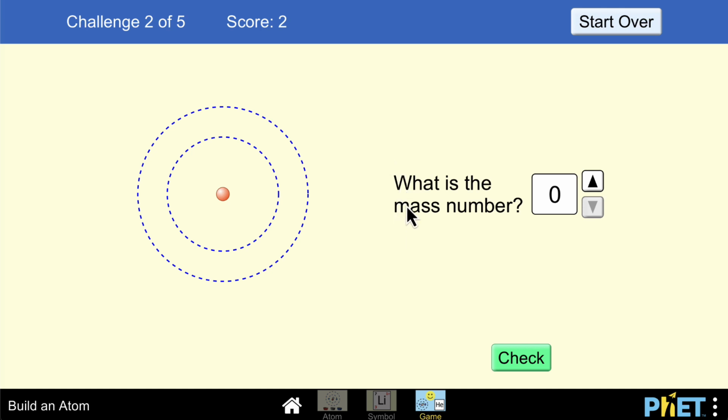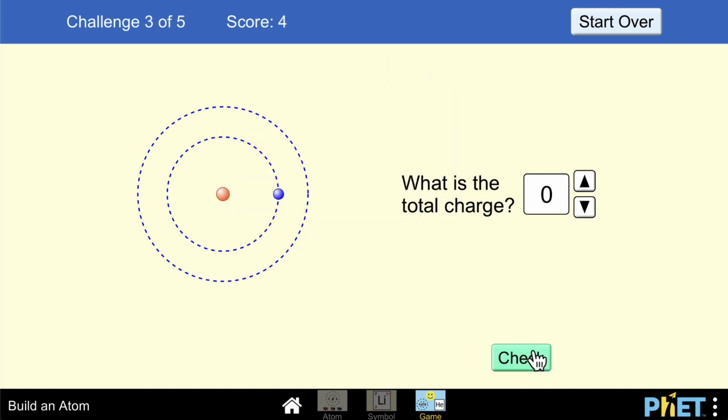Now let's do this. What is the mass number? The mass number is just the number of protons and neutrons in the nucleus, and since you only see 1, the mass number is 1. What is the total charge? You have 1 proton and 1 electron, so +1 and -1 is 0.